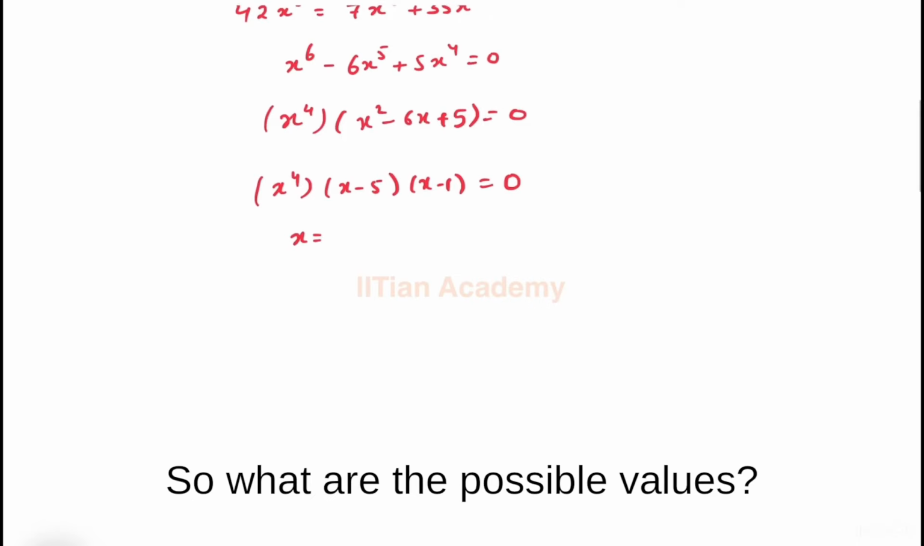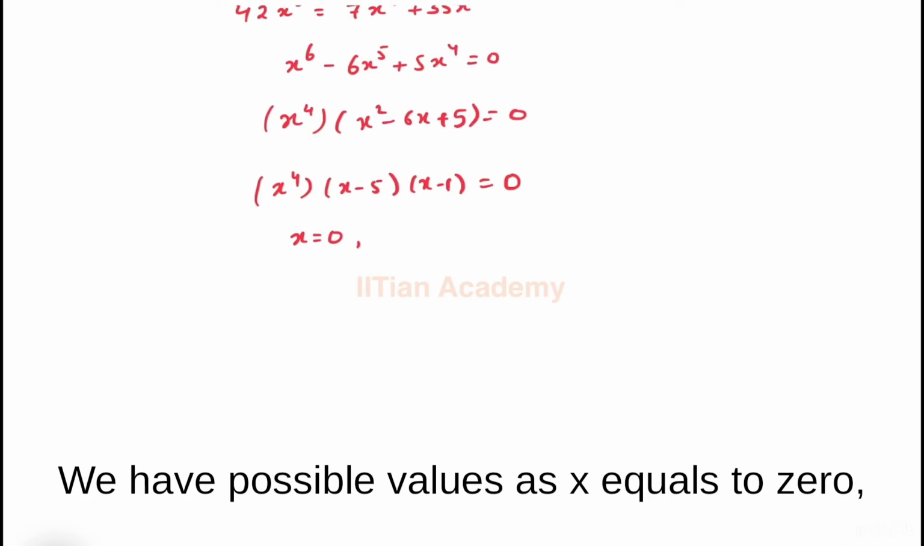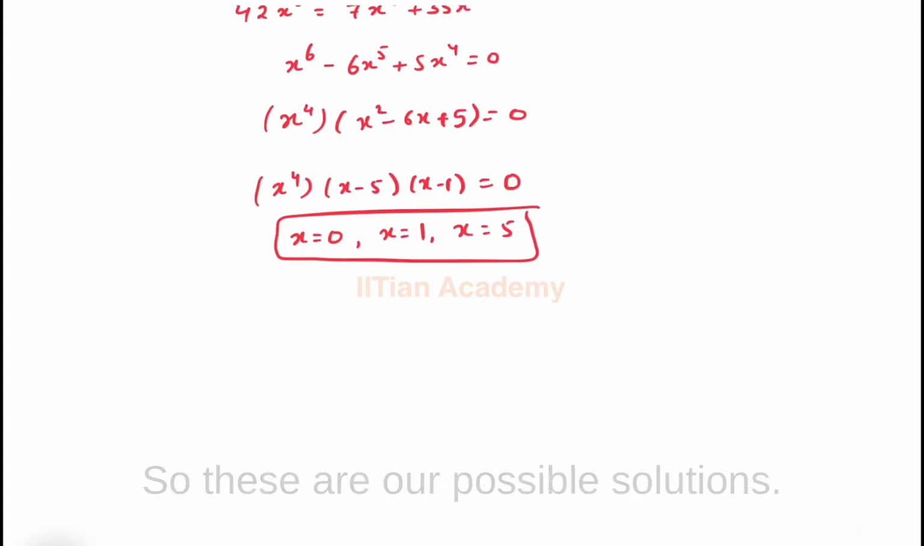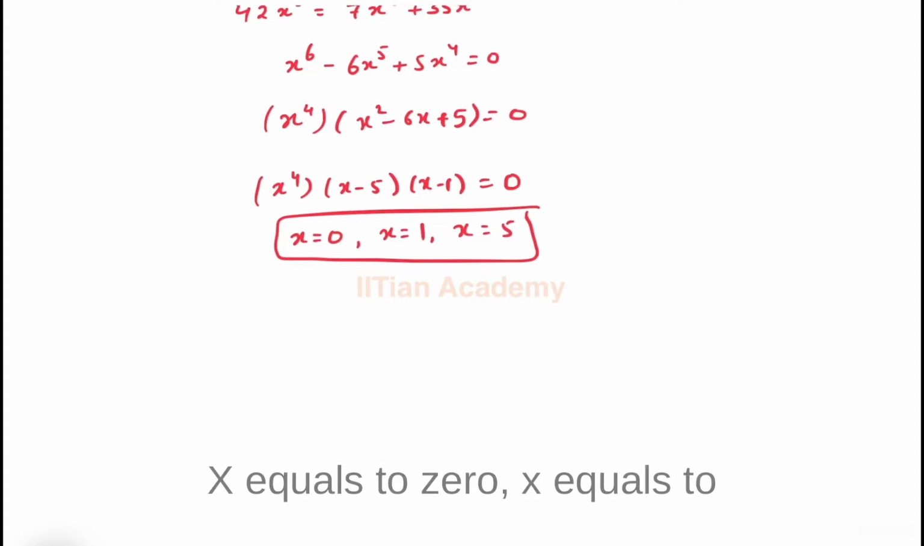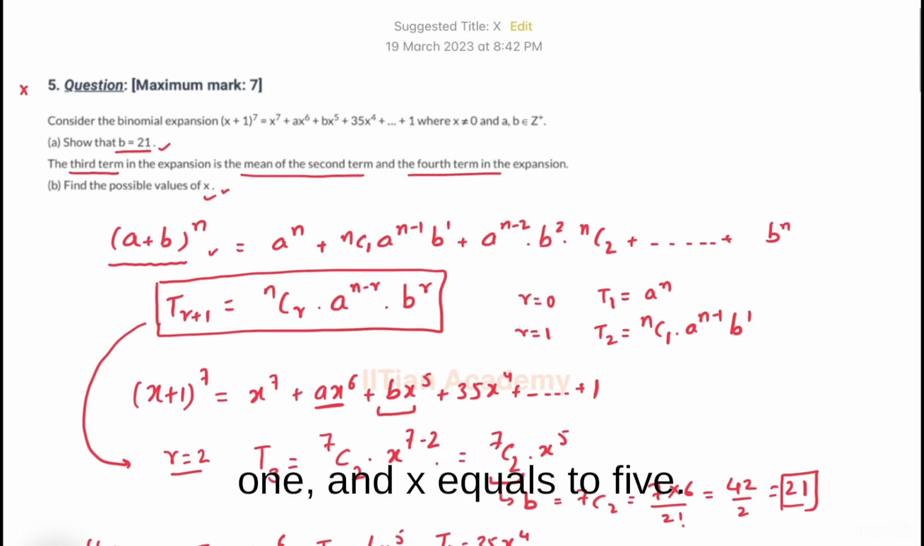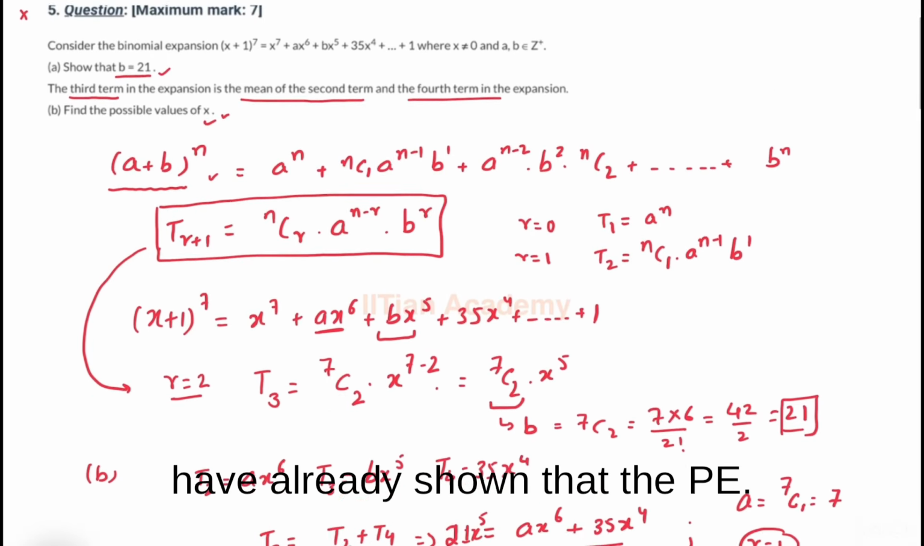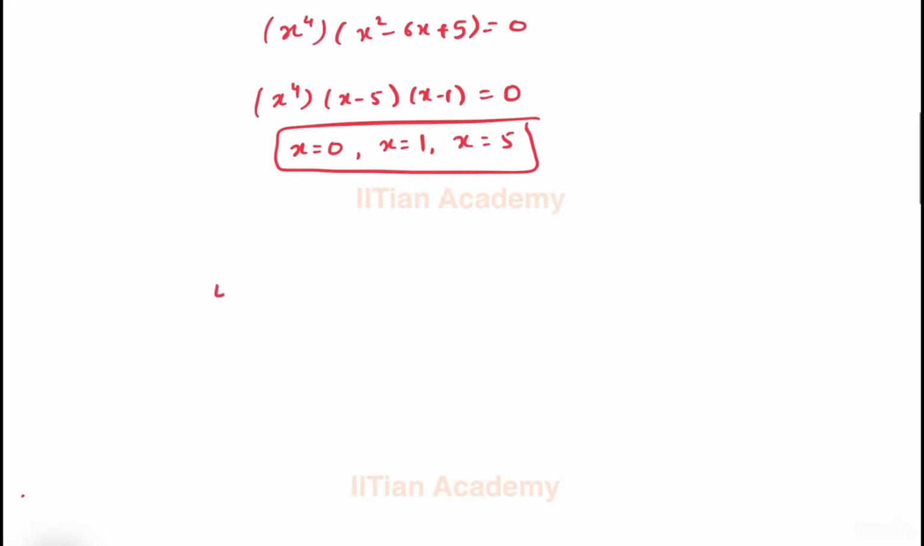So what are the possible values? We have possible values as x equals 0, x equals 1 and x equals 5. So these are our possible solutions: x equals 0, x equals 1 and x equals 5. And for the first part we have already shown that b equals 21.